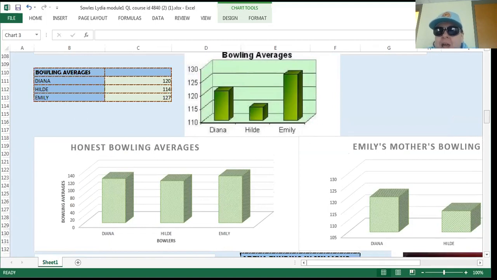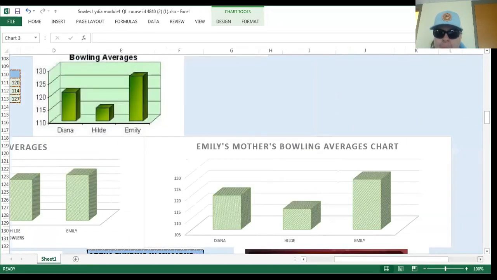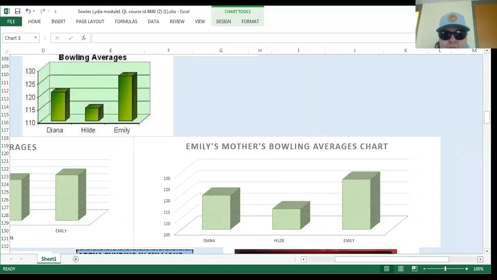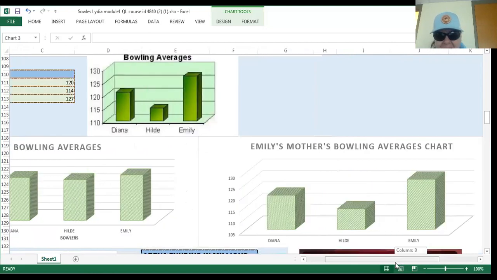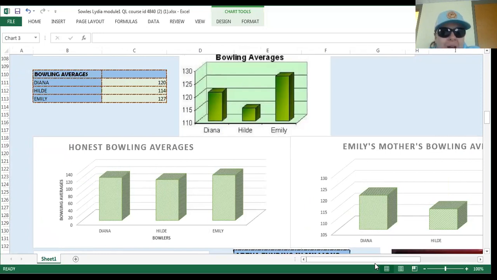So let's take a moment to look at Emily's mother's chart. And we see that it really looks like Emily's got a good score. But her mom really needs to get something else to brag about. According to the chart, she only had an average of 2 more than, according to the chart, she had only an average of 6 more than Diana. And the honest chart with zeros makes it very clear Hildy was not through the floor.